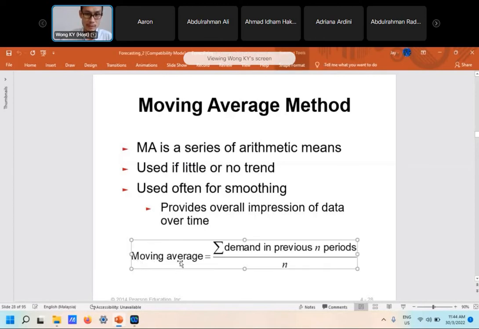And this is the formula to calculate the moving average value. Now, the moving average value is the forecast value. Just remember that. The question always asks you to calculate the moving average value, which is actually the demand forecast value. The forecast value is equal to the summation of demand in the previous n periods divided by n, where n is the number of periods. So simple, right? This is just the formula for the arithmetic mean. You total up all the demands and divide by n. This will give you the mean.